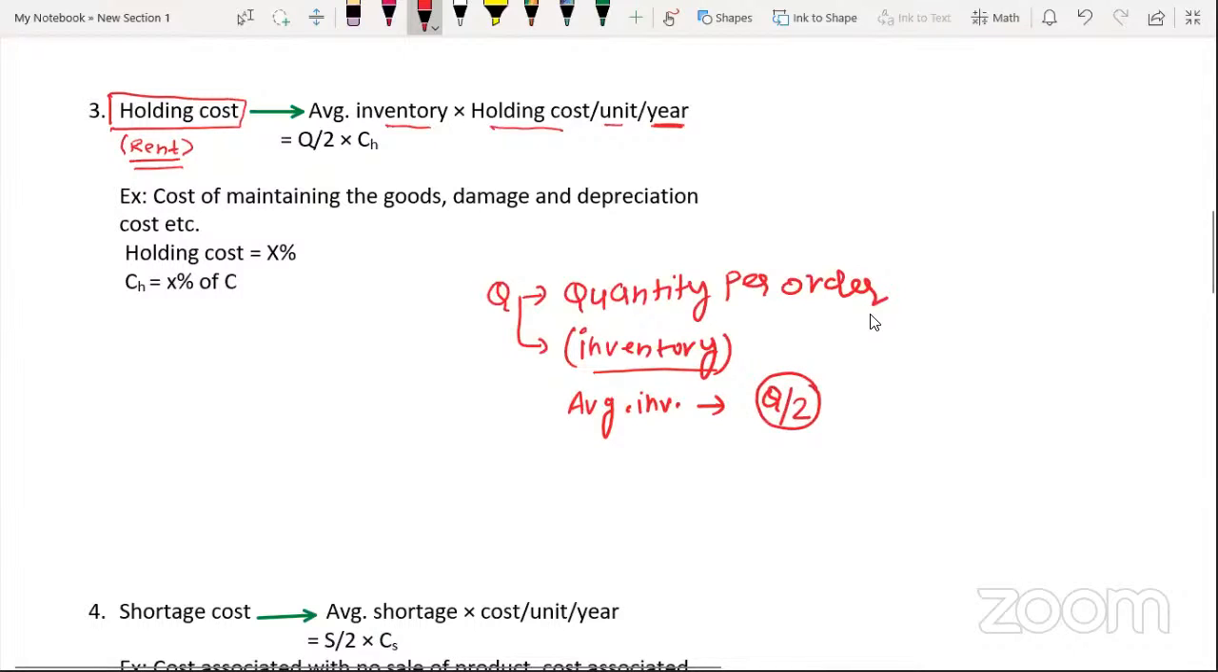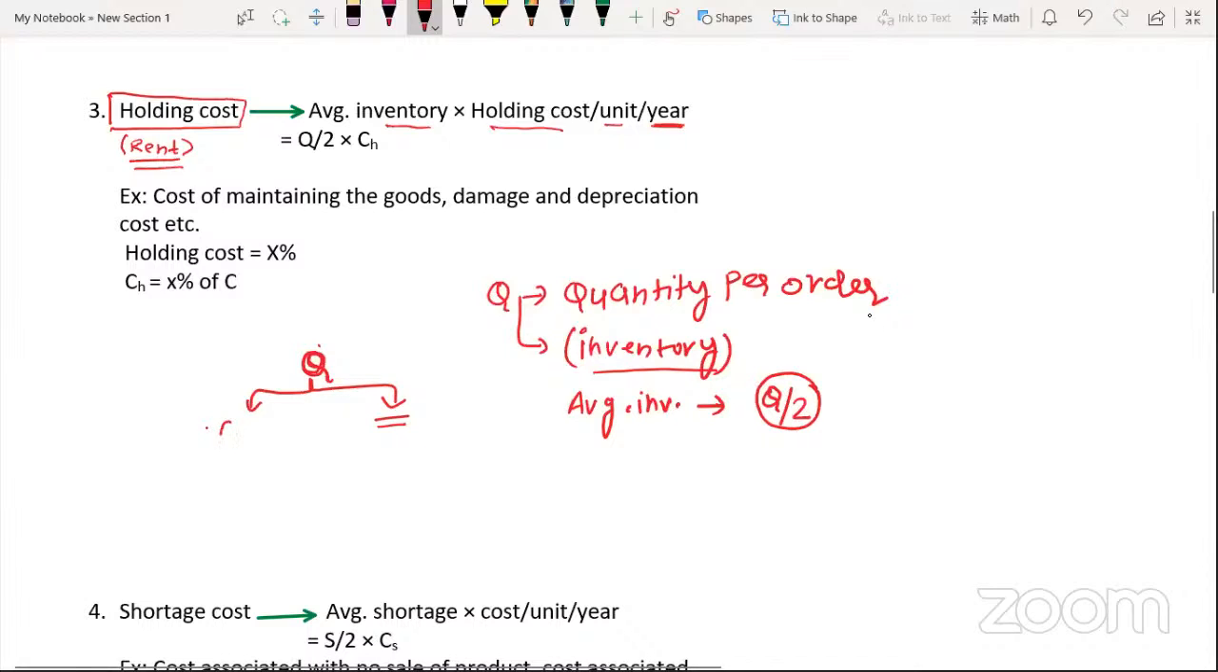Because suppose you have q units with you. You have ordered q units. So some of the q will be supplied to the customer, and some of the q you will be keeping for the future. You have ordered this q, so some is supplied to the customer at that time only, and some amount of q will be kept for future sale.